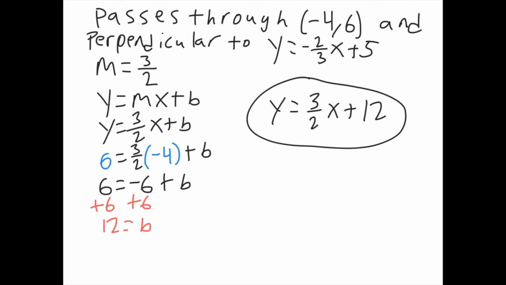So in this case, it was already in slope-intercept form. We take the slope, change the sign, and flip it. Plug the slope into slope-intercept form. Plug the points into slope-intercept form. And then do it out, solve for b, and then plug m and b back into the equation.